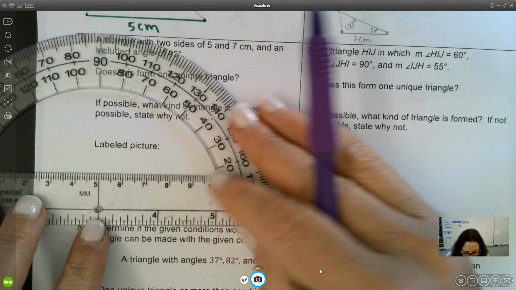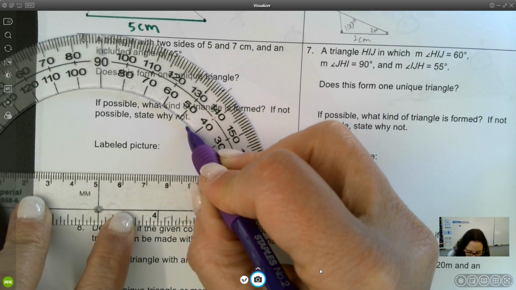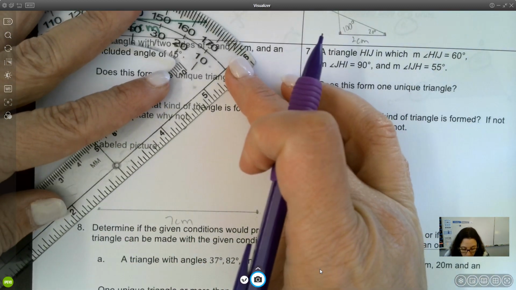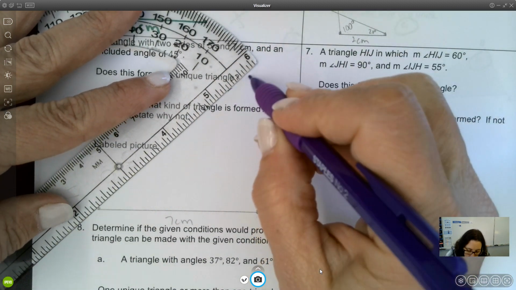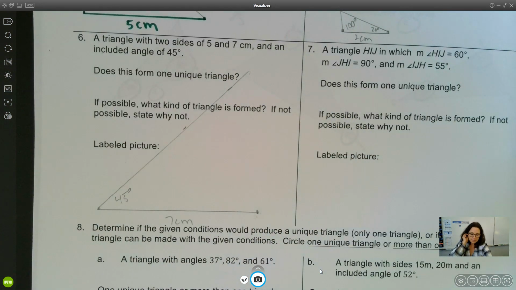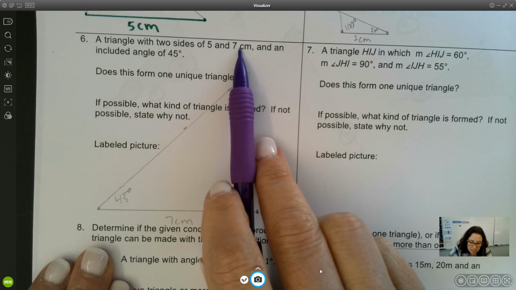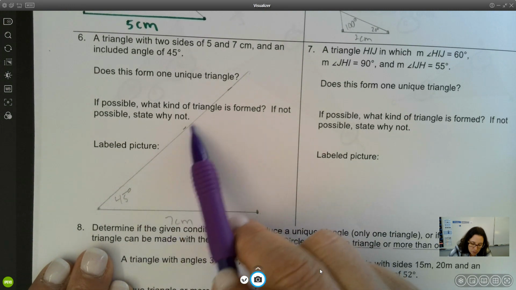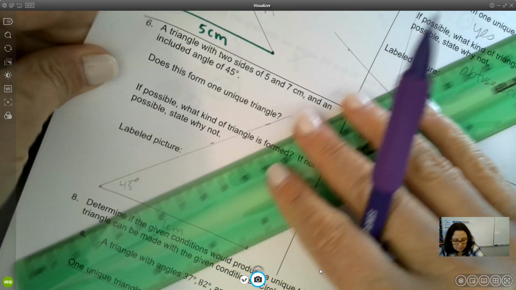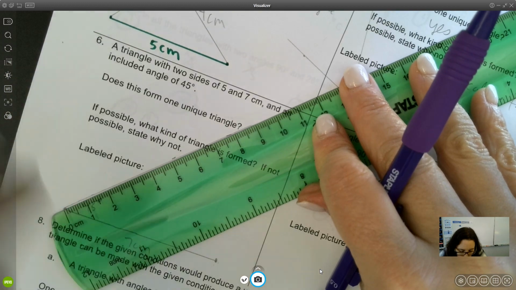Let's let this one be 45 degrees. 45 degrees is right here. It's halfway in between 40 and 50. Okay, I'm going to just draw a long line through there. I don't know how long it needs to be, so I'm just making it long. I know that this is 45 degrees. Now, this angle needs to be included between a 7 centimeter and a 5 centimeter. So this needs to be 5 centimeters. Five centimeters is going to be right here.